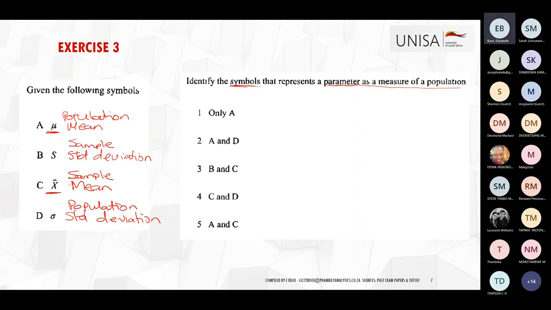Now, we need to identify symbols that represent a parameter as a measure of a population. A, B, C, and D. Which one is the correct one? Number two, because we said A is the population mean and D is the population standard deviation. So therefore, number two is the correct one. That's how you will find the answers. You first need to understand the symbols, and then answer the question based on what you have identified.